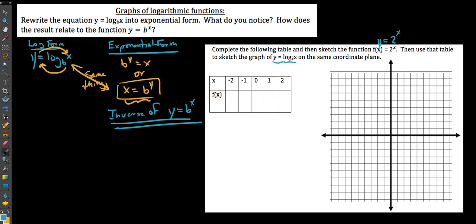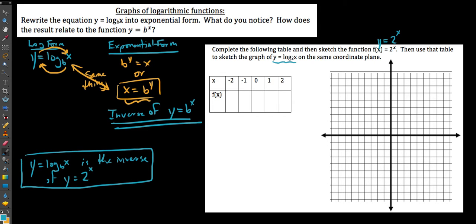Generally speaking, we would say y equals log base b of x is the inverse of y equals b to the x. The exponential function with a base of 2 is the inverse of the logarithmic function with a base of 2. And this should be a 2, sorry.